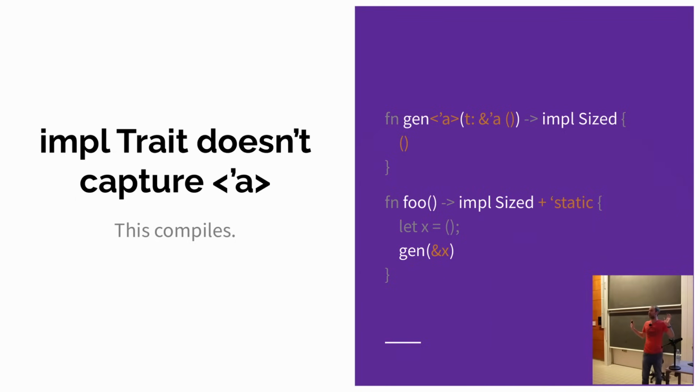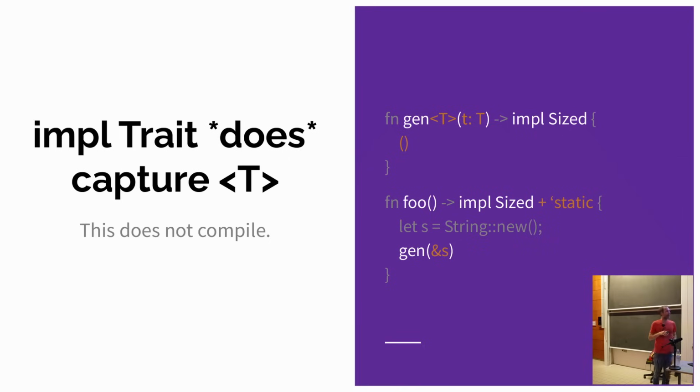The compiler will say this is totally fine because this type doesn't say anything about the type being constrained to a lifetime. And so it's sort of implied that it doesn't capture anything. So this compiles. Now, it does capture type parameters. So if you write that exact same thing, but it's now generic over t, and it takes as argument the t, and it still only returns units.